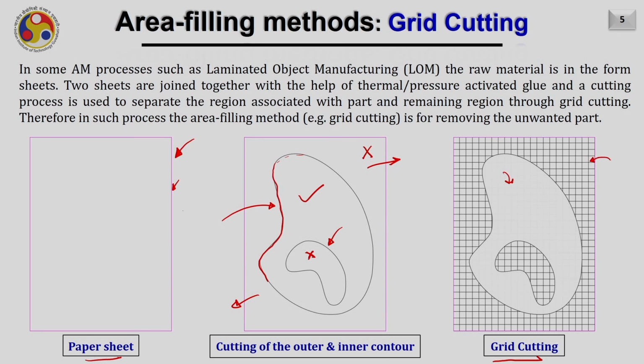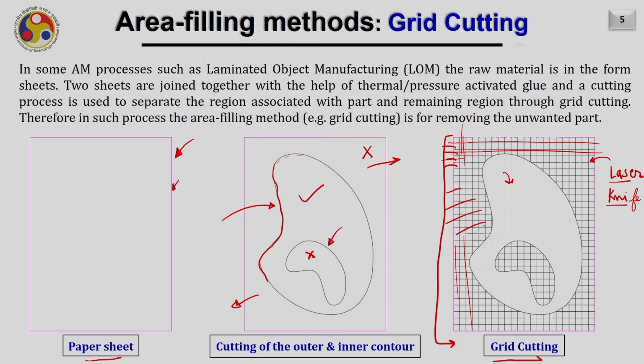And how do we do that? We usually perform a grid cutting operation. Grid cutting is nothing but the combination of X passes and Y passes. And of course, these passes are associated with the cutting operation such as laser or knife. After completion of these grids, the user can easily remove these grids later on, so that we can get the outer periphery corresponding to the desired object.